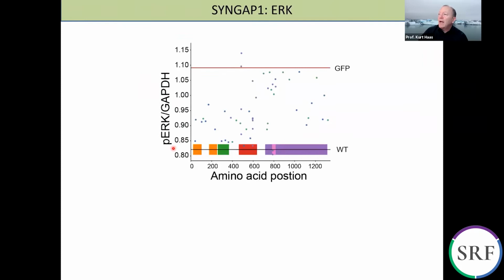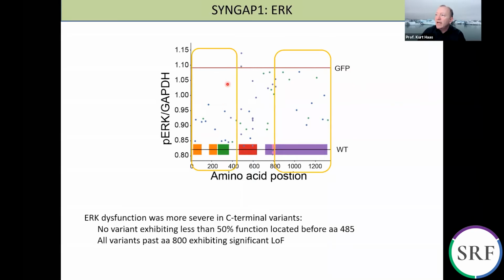Okay, so if we plot out ERK function across the protein structure, it's very clear that there's a distribution. What's shown here is the GFP value, that's the line here, and the wild type is this black line. So variants that are closer to the black line are more functional. Those closer to the GFP are less functional. And you can see that for ones near the N terminus, none less than amino acid 485 show less than 50% function, whereas those above 800 all show significant dysfunction.